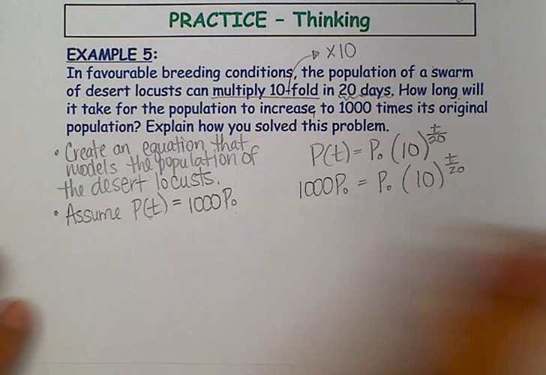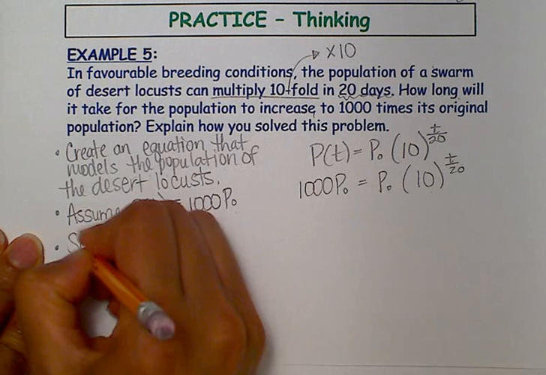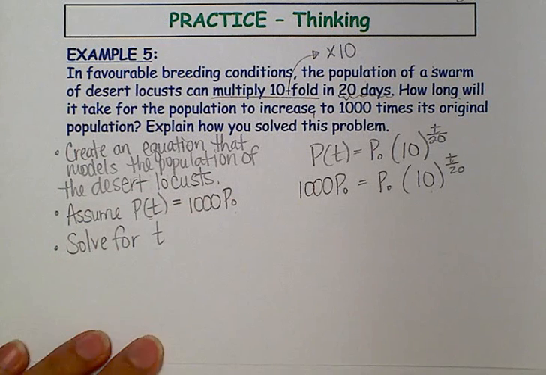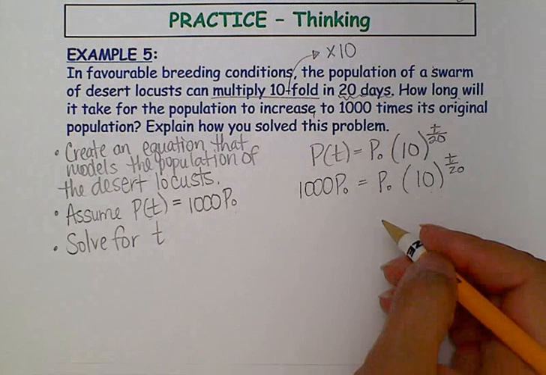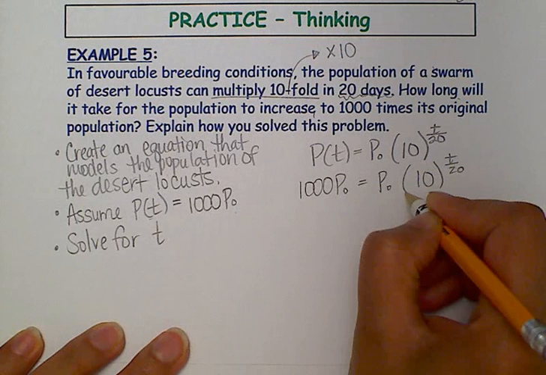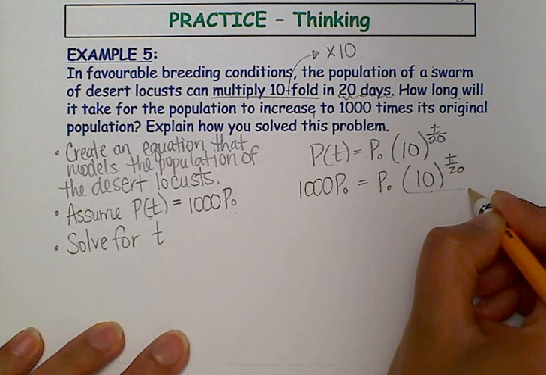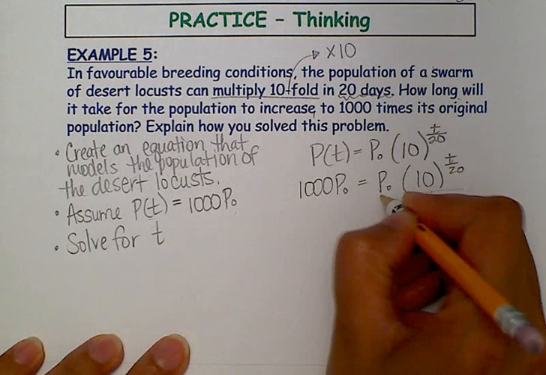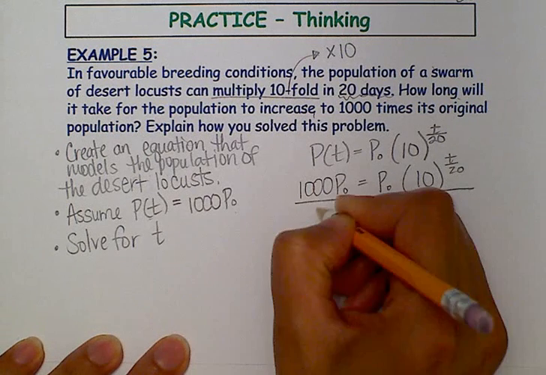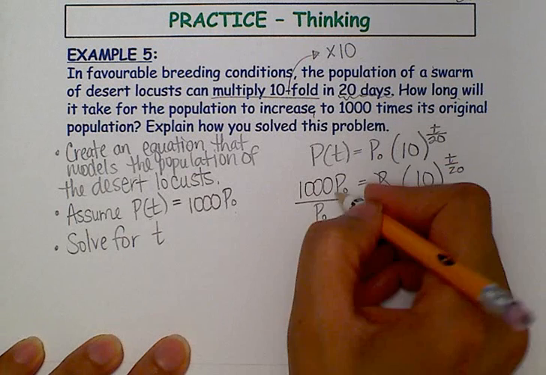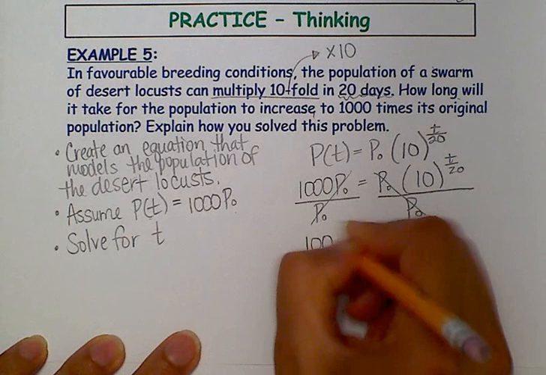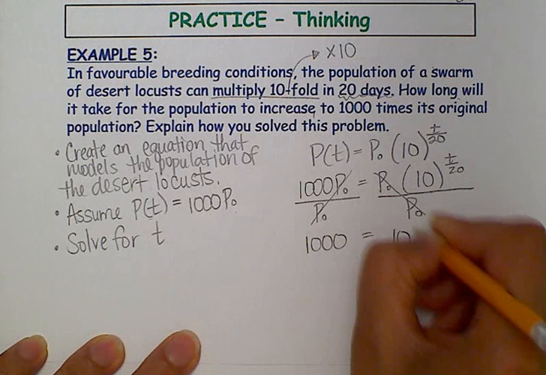And now at this point we can solve for t. And we're going to look at how we can solve for t in a second as well. The first thing I can do is try to get the exponential part by itself, just like I've always been doing. I can do that by getting rid of the P naught that's at the front. So I'm going to divide both sides by P naught. And you'll notice that something very convenient happens. The P naught on the left side and the right side cancel each other out. And I get 1,000 equals 10 to the exponent t over 20.